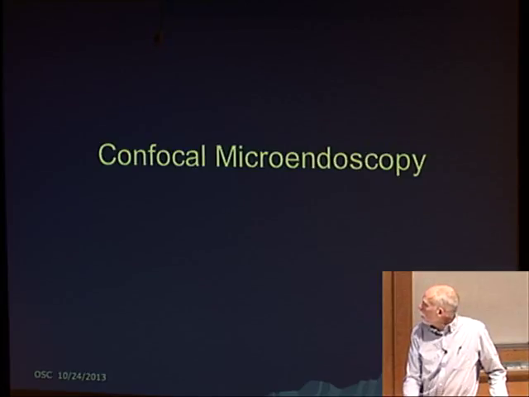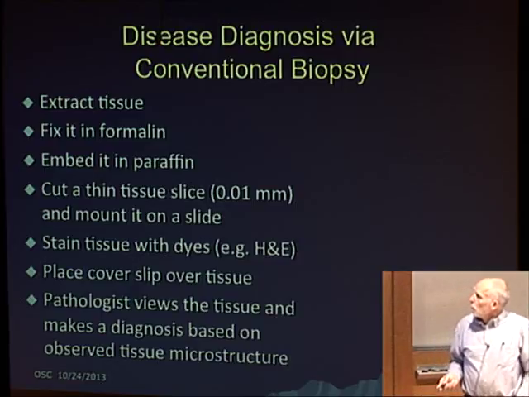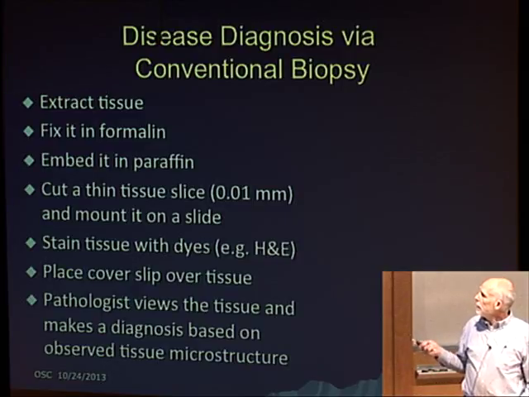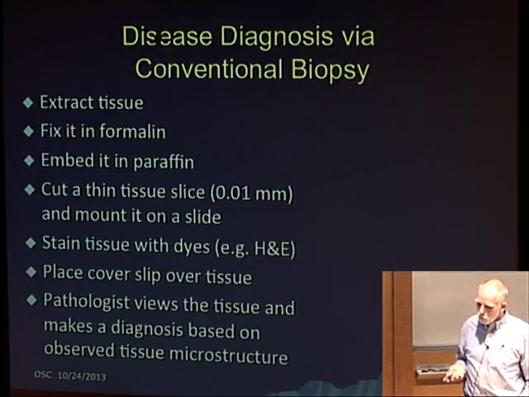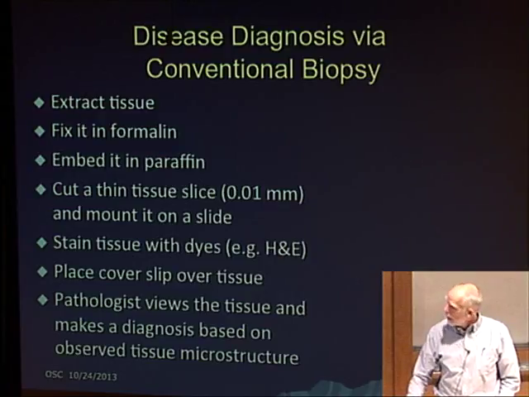One is confocal microendoscopy. So typically, if someone wants to do a diagnosis of disease, a typical way of doing things is through what is called conventional biopsy. You take tissue out. You have to extract tissue. So what does that mean?